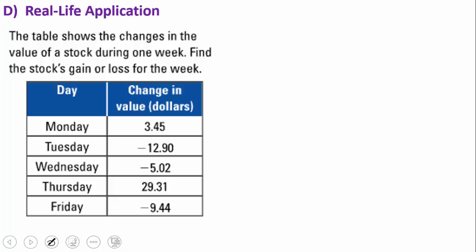and moving right along. Our real-life application, we're going to go to our decimal rational numbers, and it says the table shows the changes in the value of a stock during 1 week. Find the stock's gain or loss for the week.